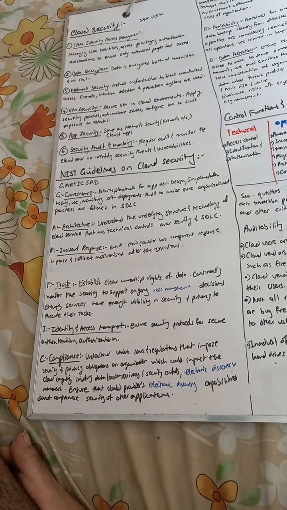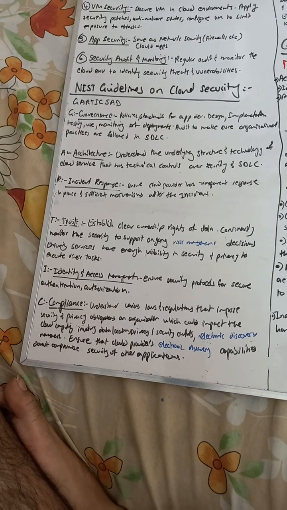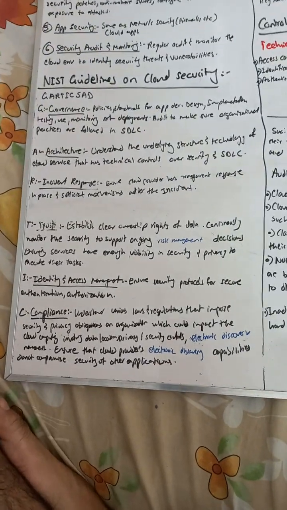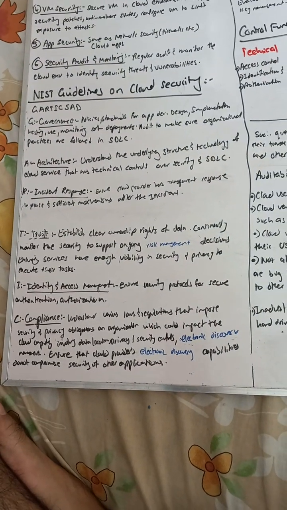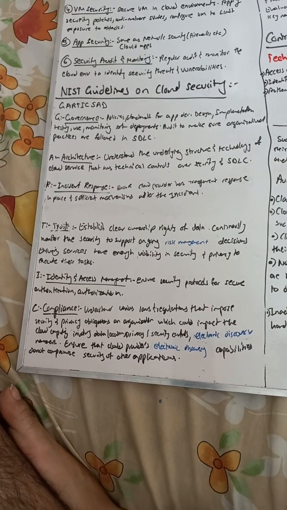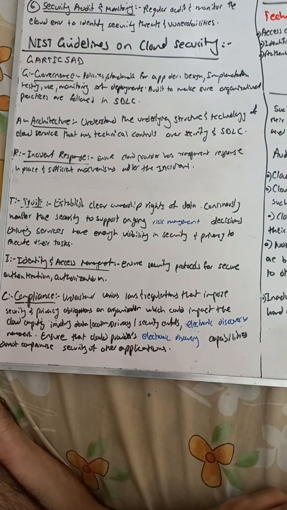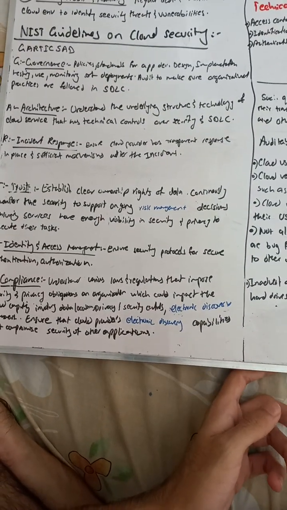GARTI. C is compliance. Compliance basically means that you have laws and regulations imposed on the security and privacy which your organization is using for your computer services and their functionalities.